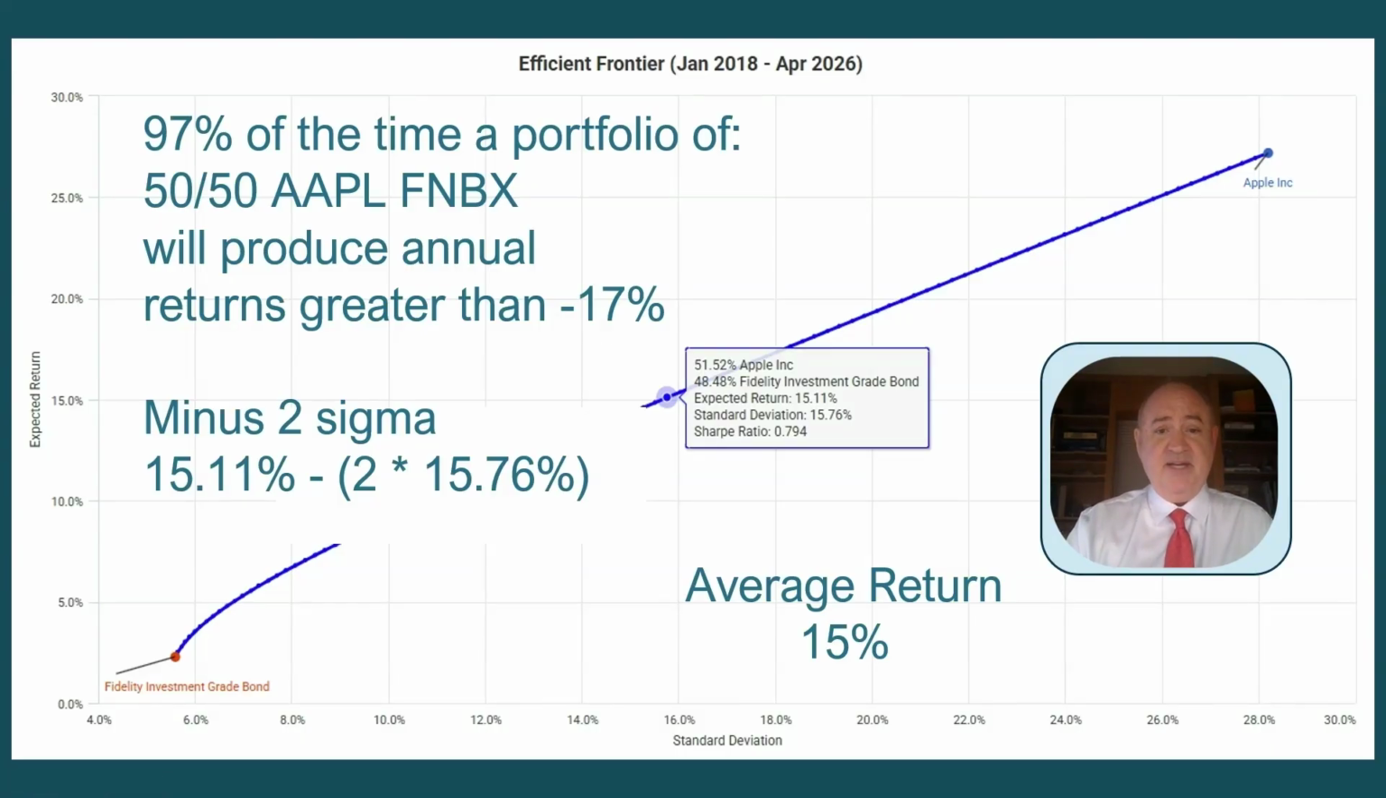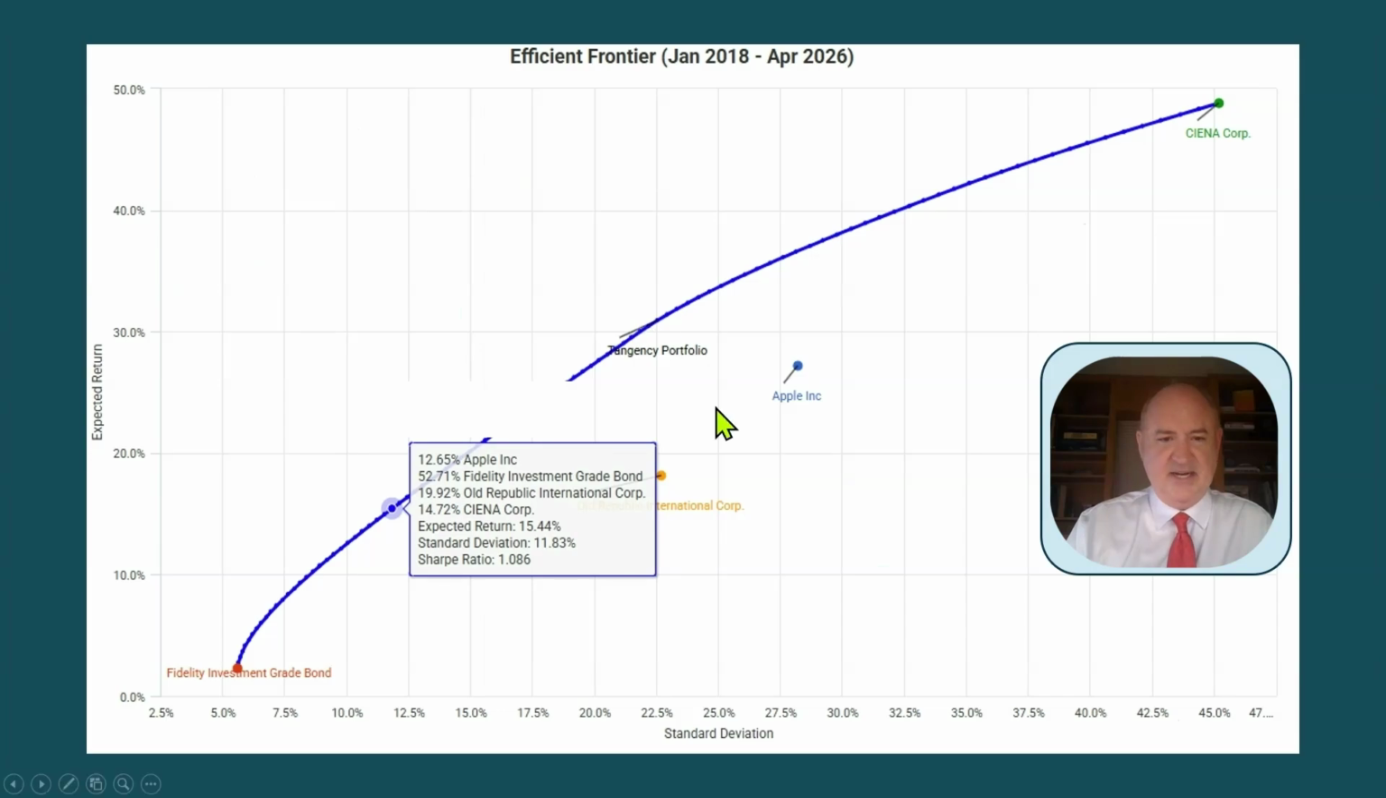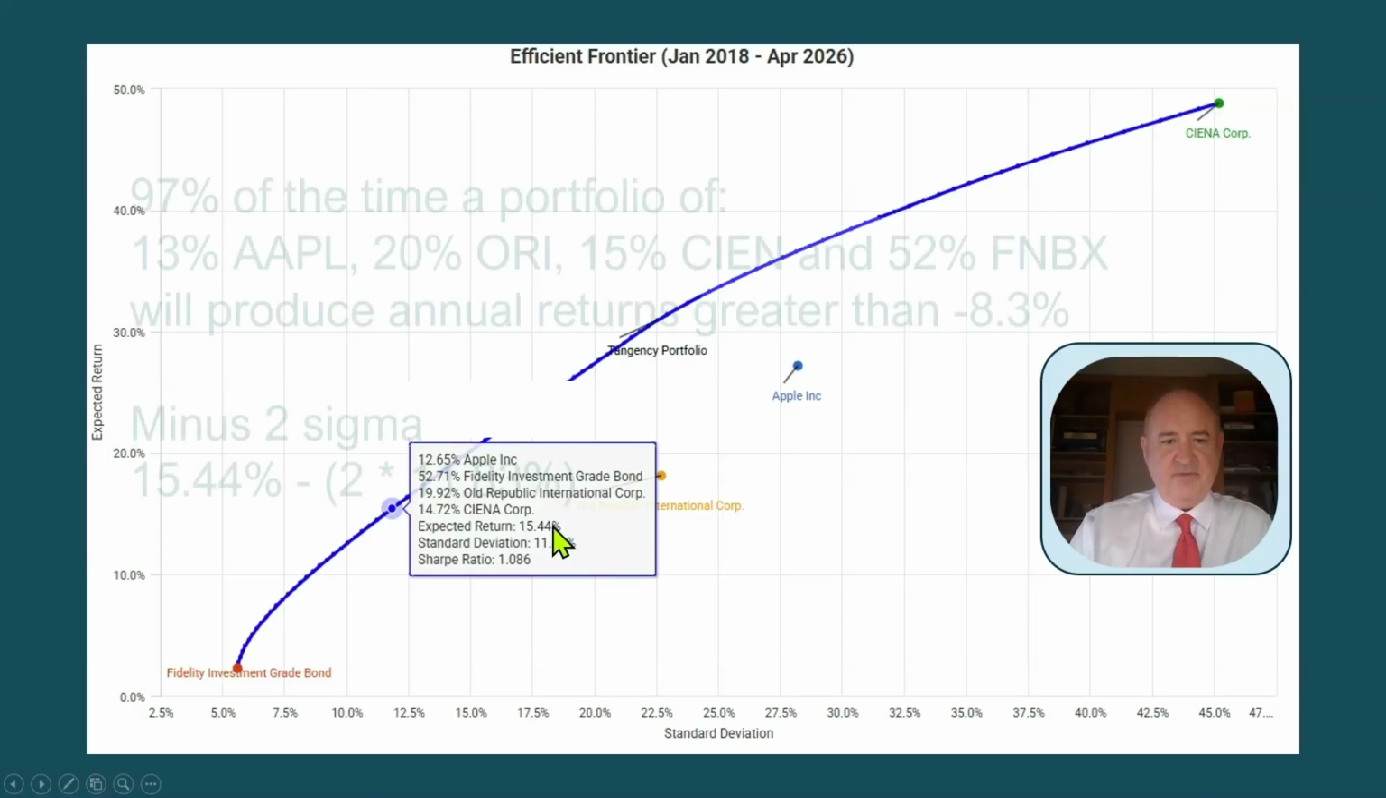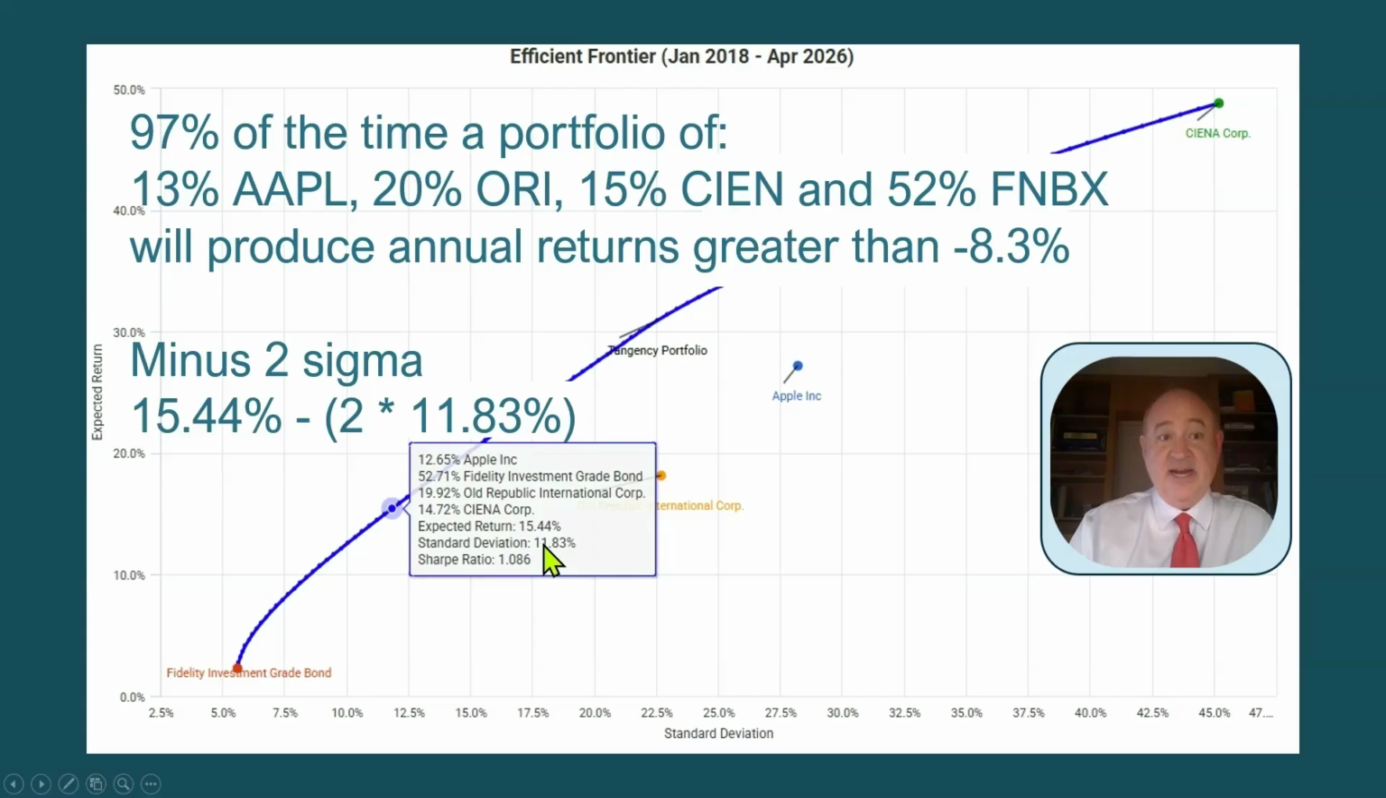All right, so let's mix in Sienna and Old Republic Corp. Seeing as a tech company, Old Republic is insurance, and we can see the efficient frontier has scooted to the left. So again, at the same 15%, our standard deviation has dropped to 11.83. Now, 97% of the time, we're still going to make that 15%, but our minus 2 sigma number, 15 minus 2 times 11, is minus 8.3. So this is way more palatable at the exact same return rate than the previous portfolio.